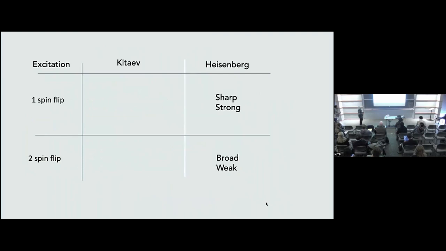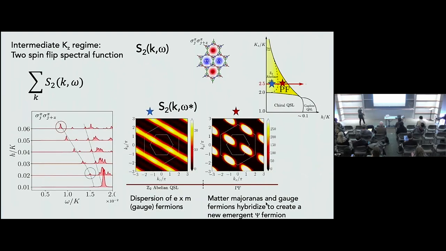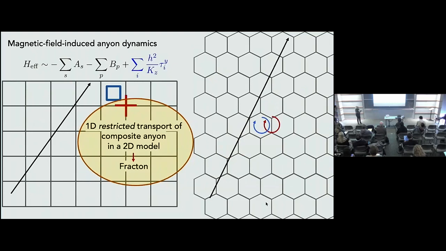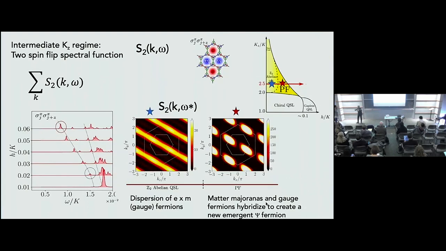I kind of went through that a little quickly. So in the toric code, you have E excitations for the star excitations, M for the plaquette excitations, and E cross M is the fermion excitation. So that is what we were seeing here. This is all happening in the gauge sector. As you increase the magnetic field, I have this phase diagram here. So at very large Kz, all you have is the gauge sector.